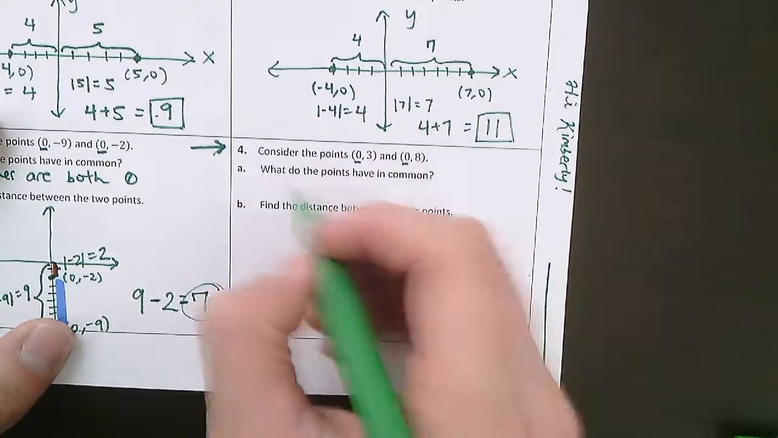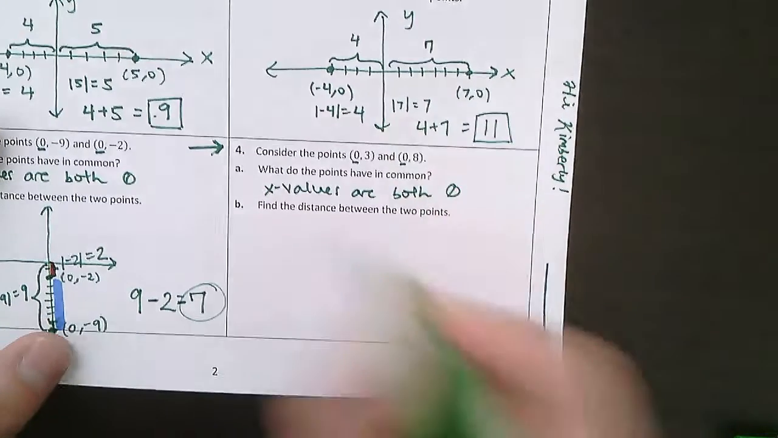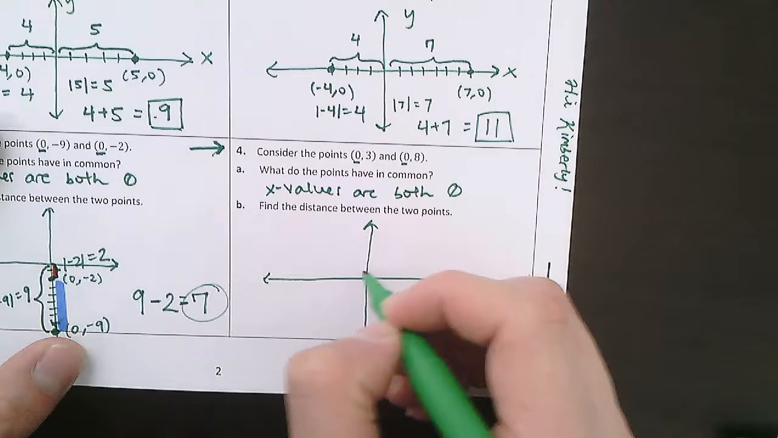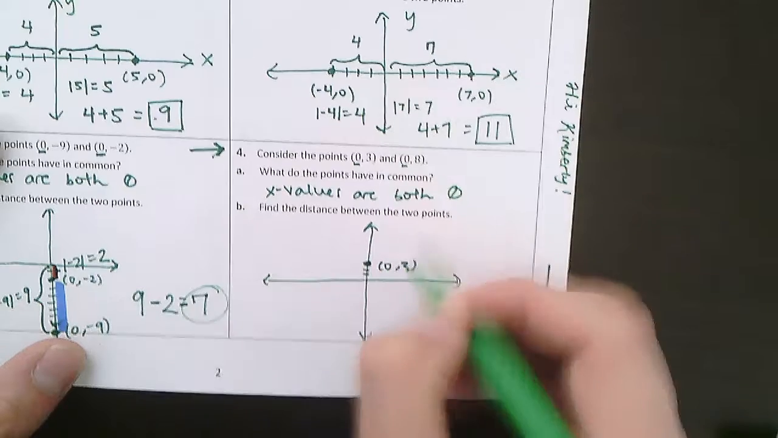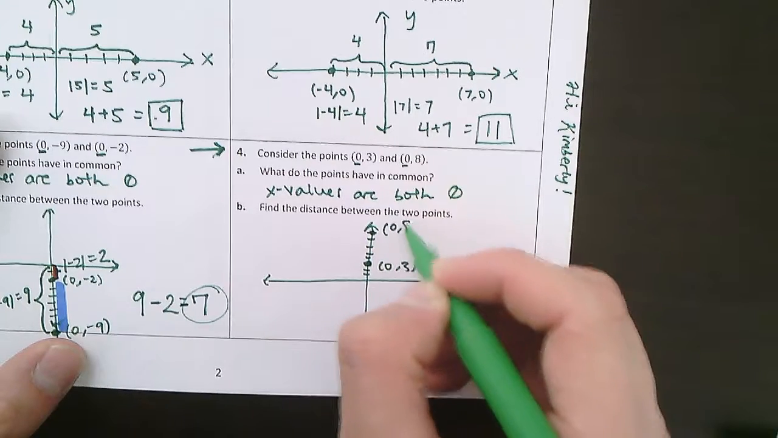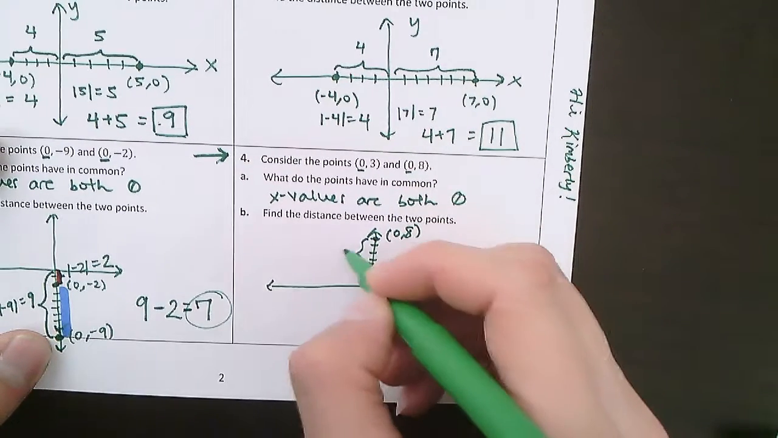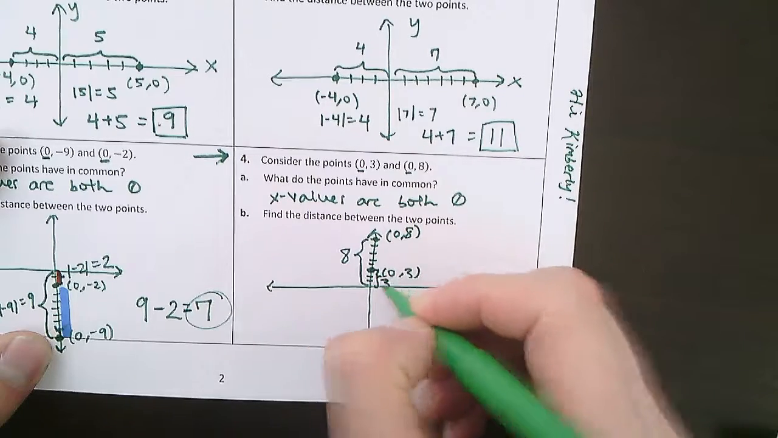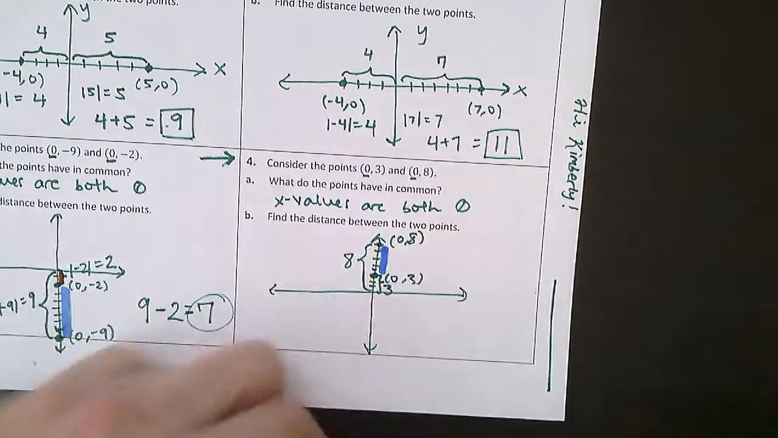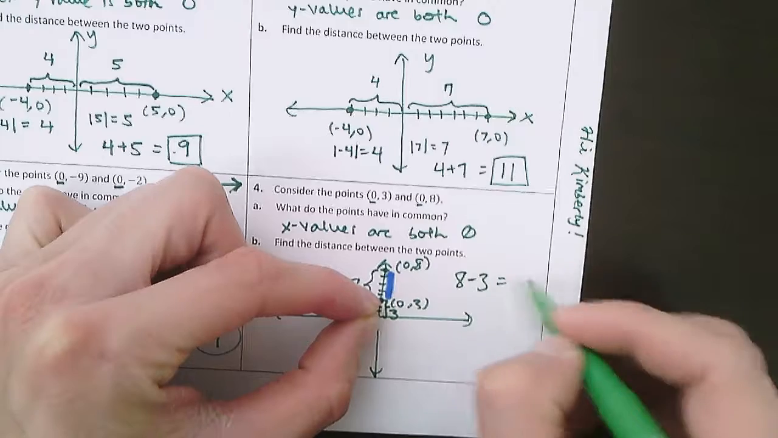Their x values are both 0. Find the distance. Let's sketch it out. 0, 3, 1, 2, 3. 0, 8, 1, 3, 4, 5, 6, 7, 8. This right here is 8. This right here is 3. So the true distance that we want is between these 2 points right there. And that's going to be all of this, which is 8, minus this little bit right here, which is 3, and we get 5.